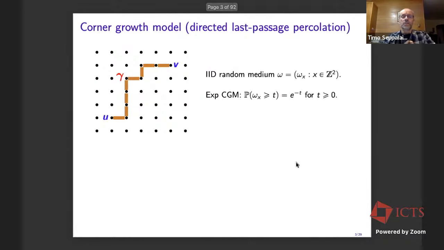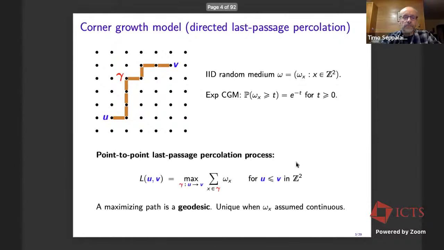So let's just get into business here. You've had Márton Balázs's lectures, so you definitely are familiar with the corner growth model. Here it is again: planar lattice, directed paths, i.i.d. weights on the lattice sites. And all but a few comments will be on the exponential case, so the exactly solvable case.